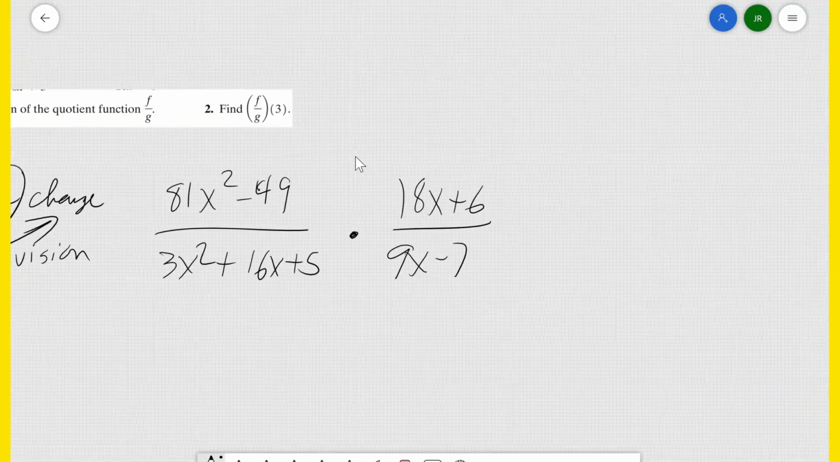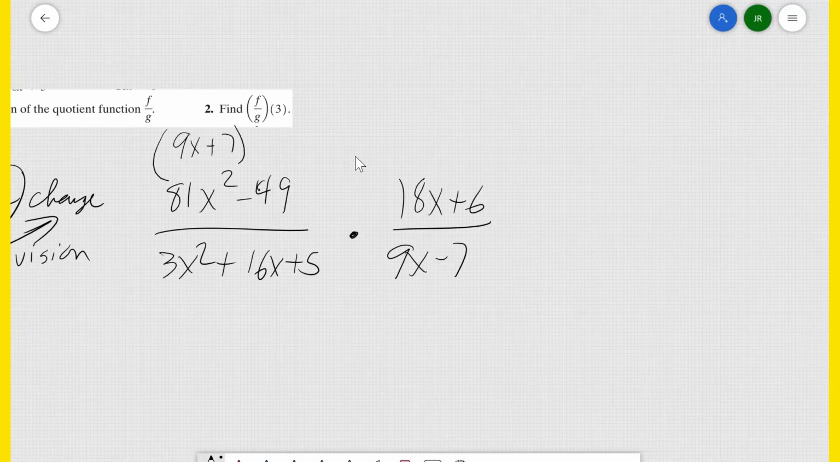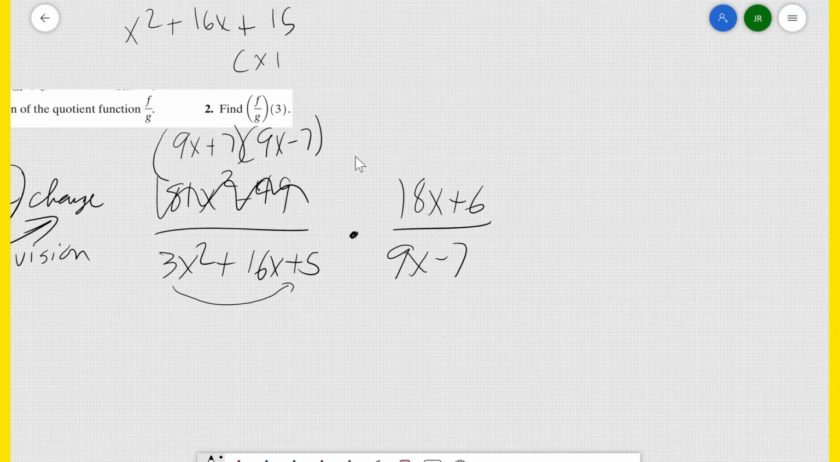Now I've got to factor like crazy. The top left will factor as (9x + 7)(9x − 7). Okay, difference of squares. The bottom, I'm going to have to do the AC method. So the 3 is going to multiply down there with the 5. I'm going to get x² + 16x + 15. So it's going to be (x + 15)(x + 1). Don't forget to put the 3 back under there and reduce or move the bottom in front of the x. So it's going to be (x + 5)(3x + 1).